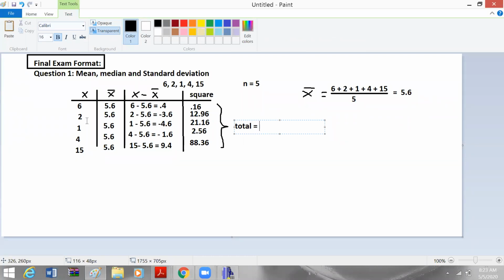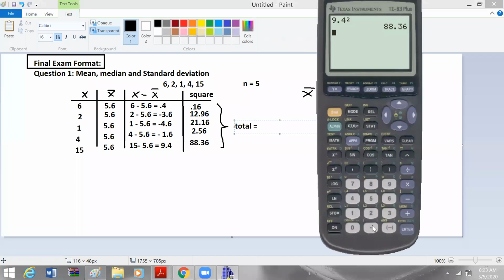Remember, the first step when you compute the standard deviation is to write down the sample data set, right? And after that, we go to the second column, that will be the average. And after that, we subtract them, we square them, and we take a total. So it's 0.16 plus 12.96 plus 21.16 plus 2.56 plus 88.36. And we got the answer, which is 125.2.